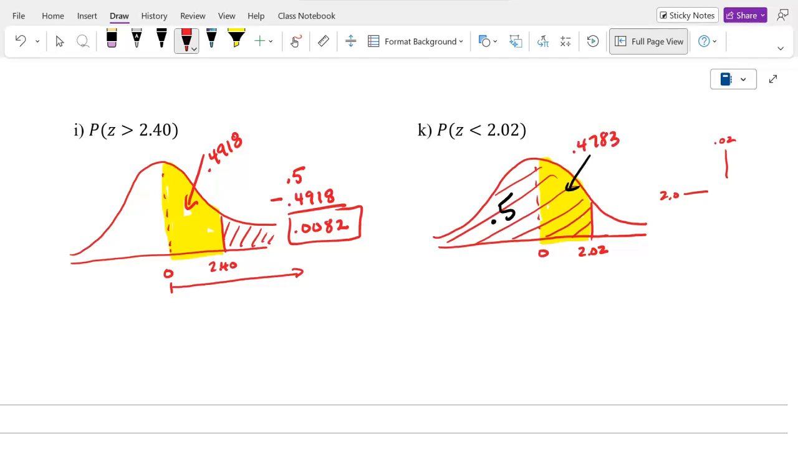I want the total, so I'm going to take 0.5 and add to it 0.4783. So that'll be 0.9783. All right, so we've practiced up our table again. Now let's go backwards.